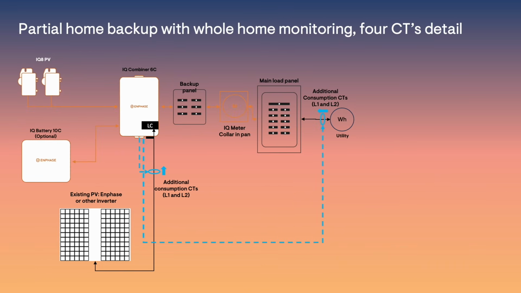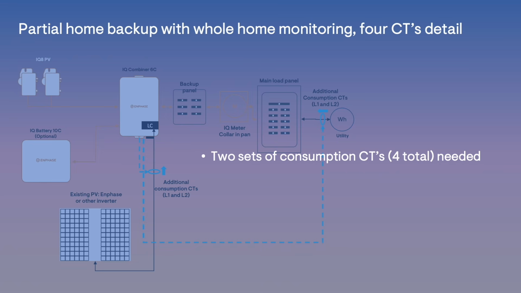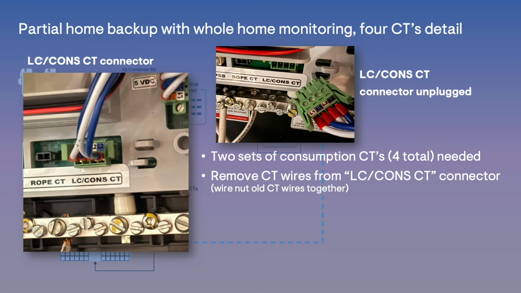With partial home backup, most people still want whole home consumption monitoring for visibility and potentially more utility savings. In order to have whole home monitoring with partial home backup, you'll need to purchase 2 sets of consumption CTs, a total of 4. An installation detail is that you will remove the factory-wired CT terminations from the LC consumption CT header. We will not be using these built-in CTs. It's best to cap them with wire nuts.